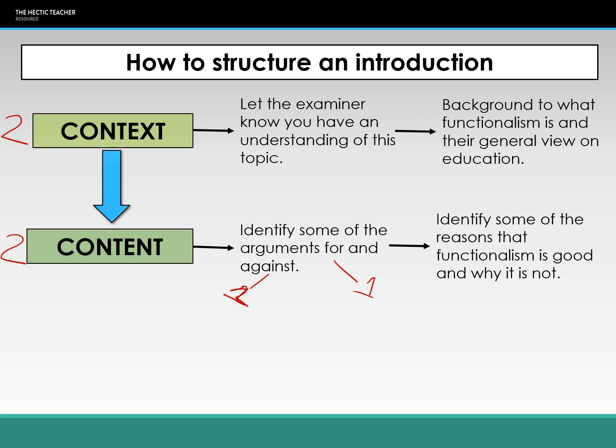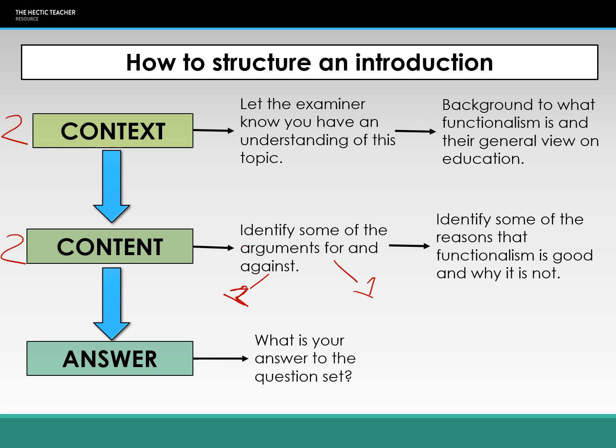Okay, and then finally, that is your answer. You have to definitively answer the question. You cannot sit on the fence. The fence is barbed wire, it's electrified and it's on fire. You can't sit on it. You have to say whether it's a good approach or whether it's not. Okay, so what is your answer to the question set?